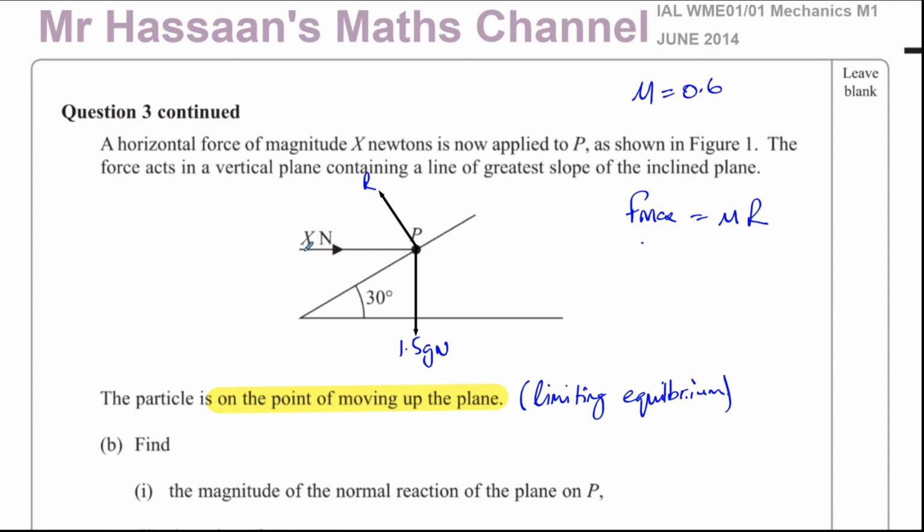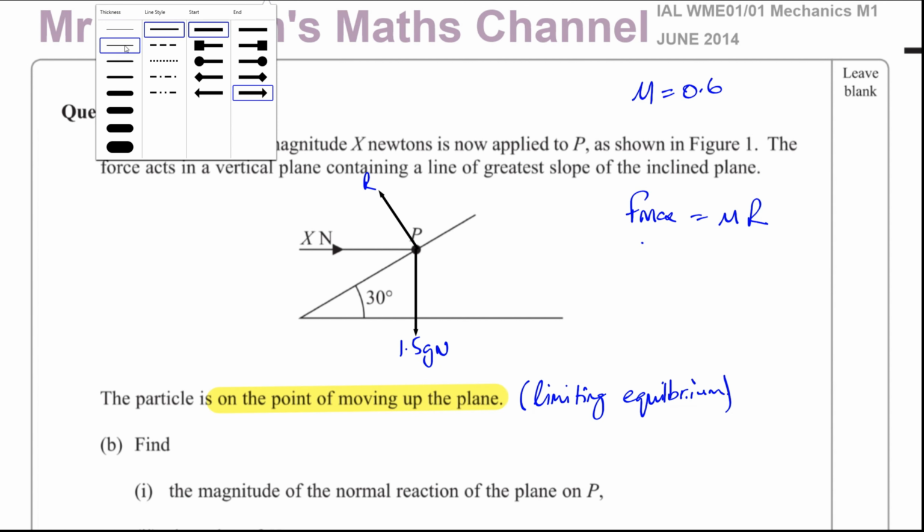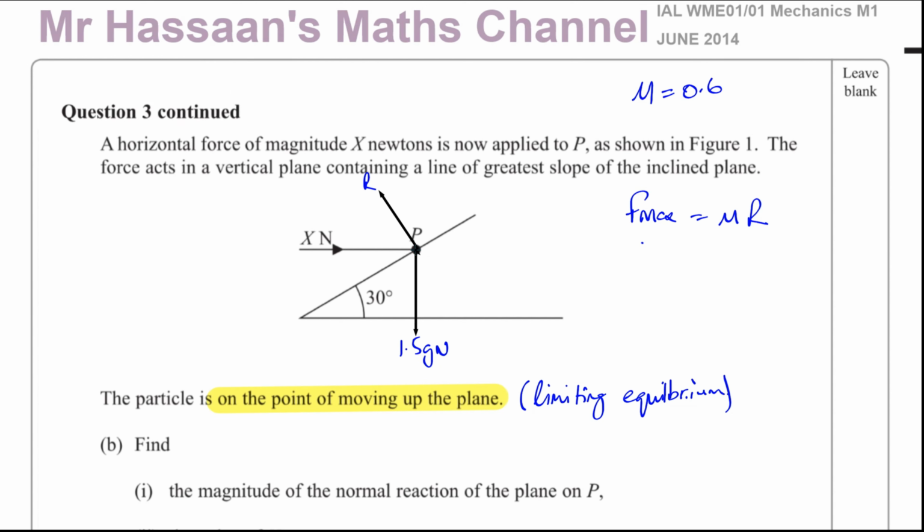Now, with a force like this, a lot of students don't know how to resolve these forces. To make it clearer, what I like to do is take this force and draw it slightly further along. So I'm going to take this X and draw it on this side. It's the same direction. It's exactly the same. It's still X. I've just drawn it this side to make it a bit easier for myself, right? That's what I like to do.